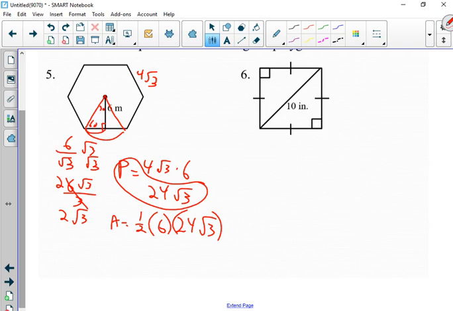So 1/2 of 6 is 3. 3 times 24 is 72 root 3. And that's meters squared. This is meters up here. Okay? 72 times the square root of 3. Okay. We have another tricky one here.